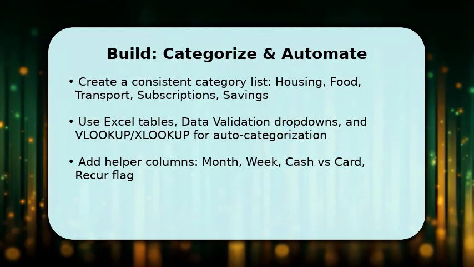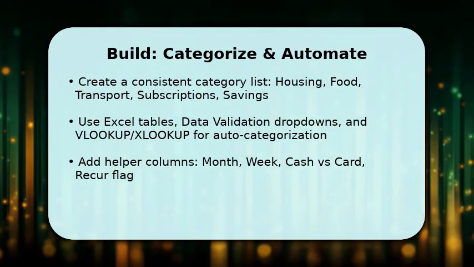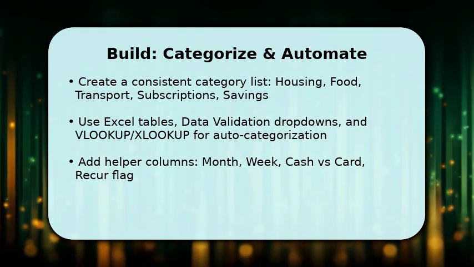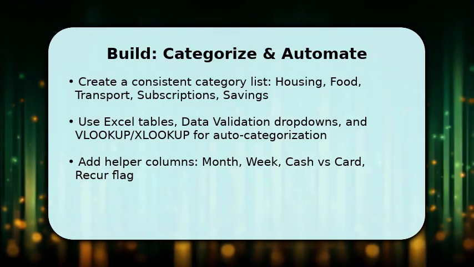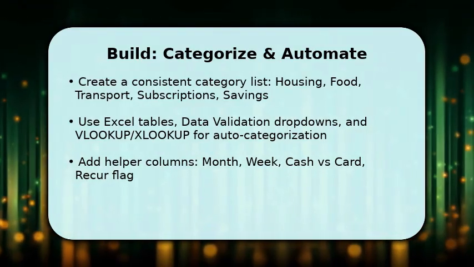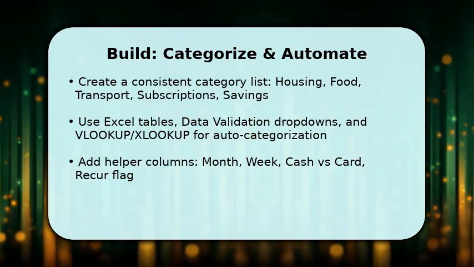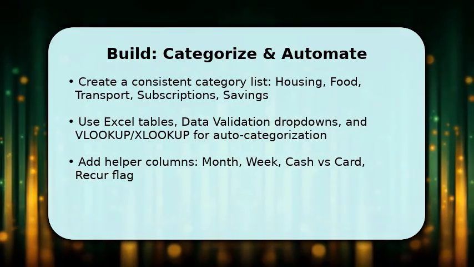Add helper columns for month, week, payment method, and a recurring flag. These let you pivot and filter by timeframe or behavior. Make sure to lock lookup ranges so copying or sorting doesn't break references.